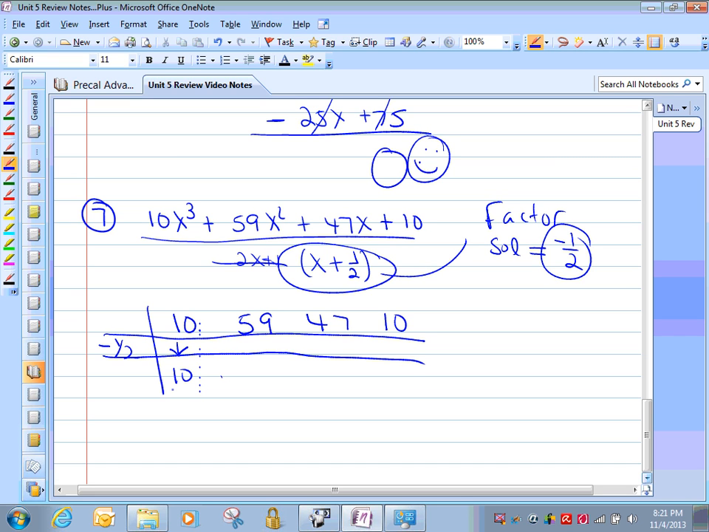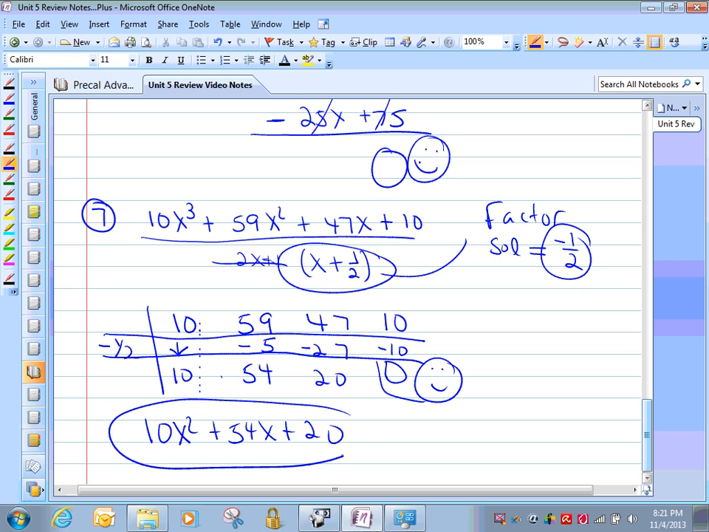All right, first we bring down the 10. Half of 10 is 5, and that would be a negative because of the -1/2, so -5. When I add down, I get 54. Half of 54 is 27, and again, that would be a -27. So when I add down, I get a 20. Half of 20 is 10, and that would be a -10. Oh, look how nice that is, and that would be a 0. All right, so in division, we then ended up with 10x squared plus 54x plus 20 when we divided.